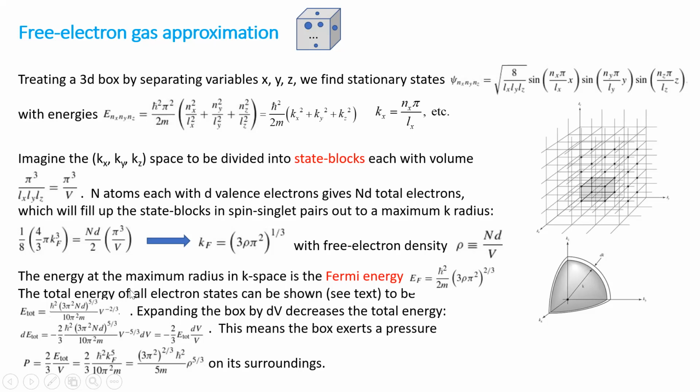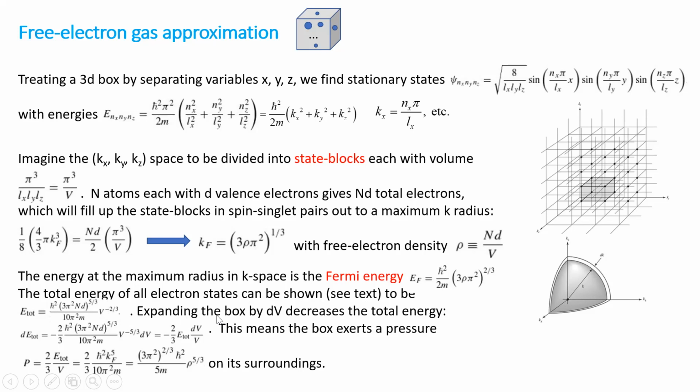The total energy of all electron states can be shown, and we see the text for this, to be equal to this expression. E total is equal to h bar squared times this expression involving the number of atoms to the 5/3 over the volume to the 2/3. Okay, so we're not going to worry about the detailed nature of this. You can see the text if you'd like to look at it. But we're going to note one thing about it. And by the way, this E total would come from integrating from k equals 0 out to Kf, the energy at the different k values. So it's an integral over this space, which gives this result if you look at the text.